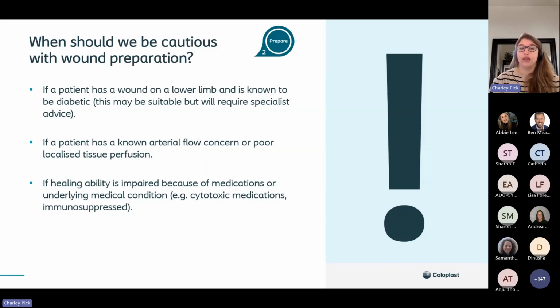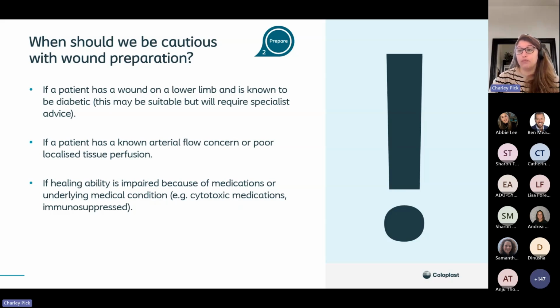If a patient has a known arterial flow concern or poor localized tissue perfusion, if that area is dry, hard, necrotic tissue, then we might not want to try and prepare that wound, if it is dry, hard necrosis and we know that there is arterial flow or poor localized tissue perfusion, because that area is not getting the blood supply that it needs.